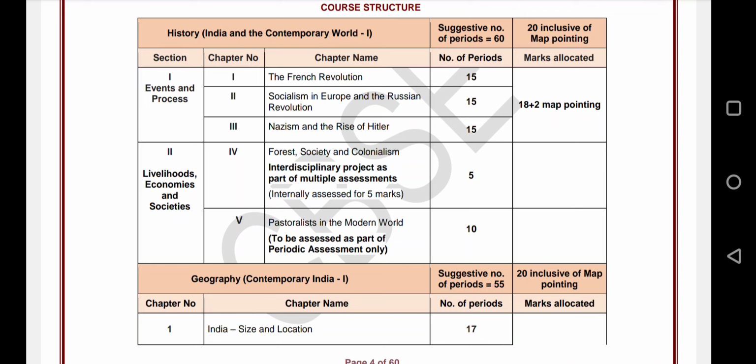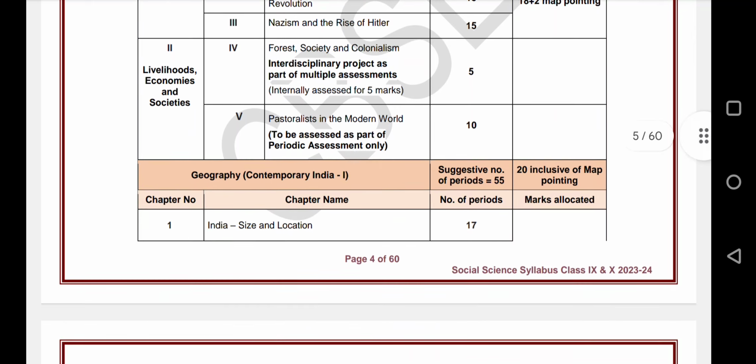Now the next we have fifth chapter, which is pastoralists in the modern world. They also played important role in our world or in history, so that would also be learned, and there will be few topics which we will learn from this chapter. So that is your rationalized syllabus, which you will see in your book, okay. And it will also be the part of only periodic assessment, so in final exam you will not see any question from here, okay.